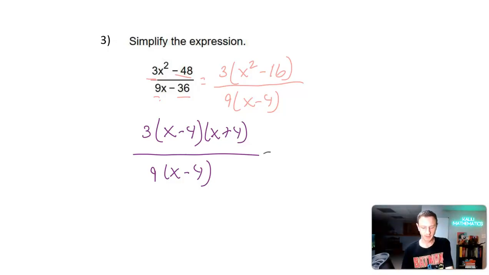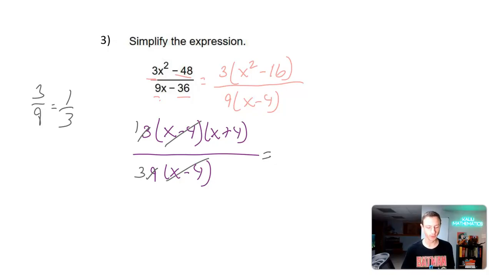Two things happen. I have 3 and 9. 3 goes into 3 once. 3 goes into 9 3 times. So 3 over 9 simplifies down to 1/3. Then I have x minus 4 and x minus 4. So those are going to cancel out. On the top, I just have 1 times x plus 4. So that's just going to be x plus 4.